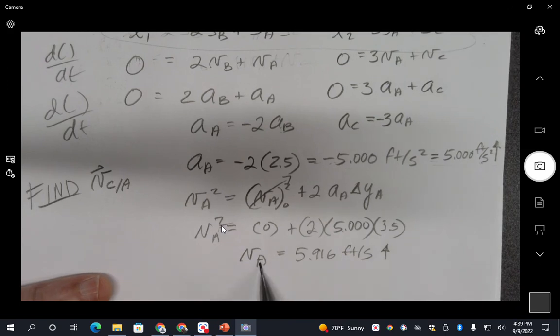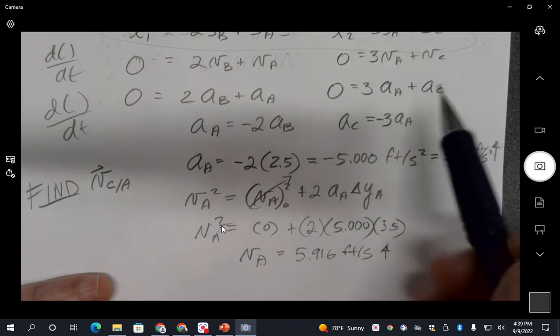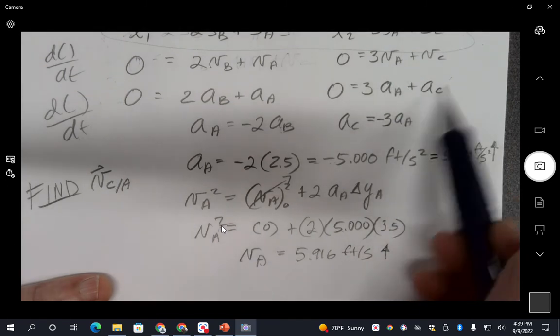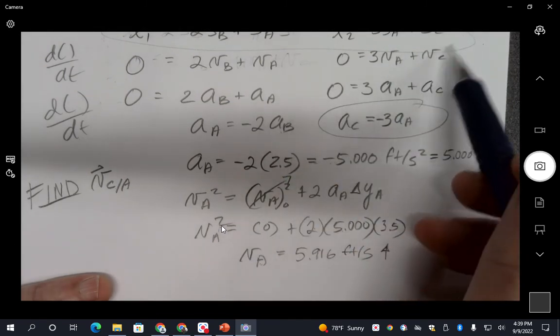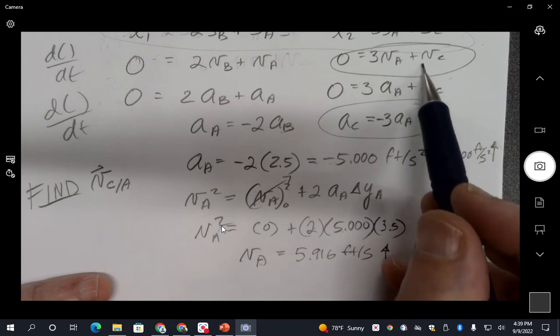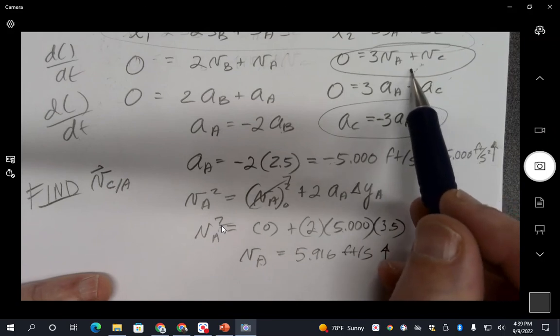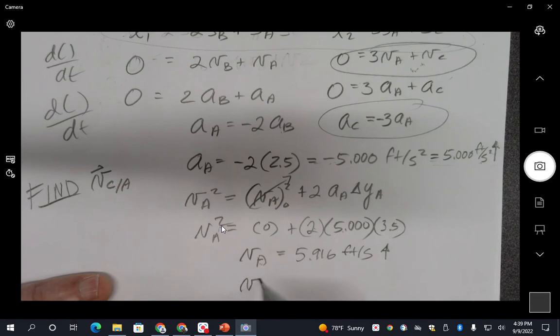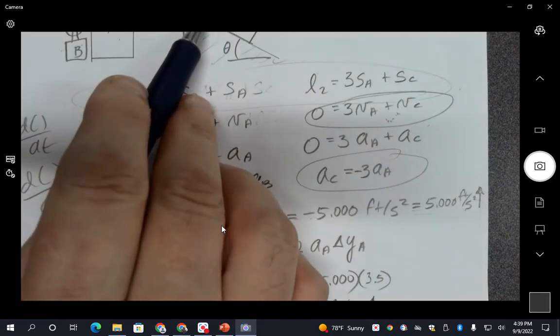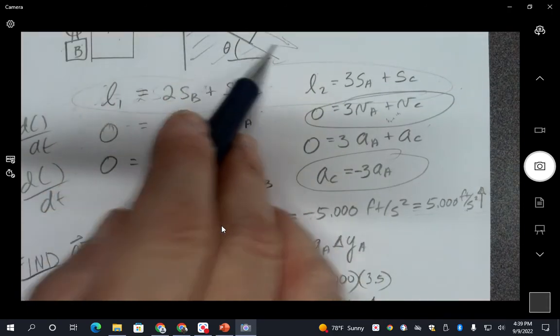Now that we have VA right here, we can find VC because we have this relationship, right? Whoops, could have written it up here. This one. I just multiplied that by 3. So VC is going to be equal to negative 3 VA. But it makes sense because this thing is going to be sliding downwards right there, right?